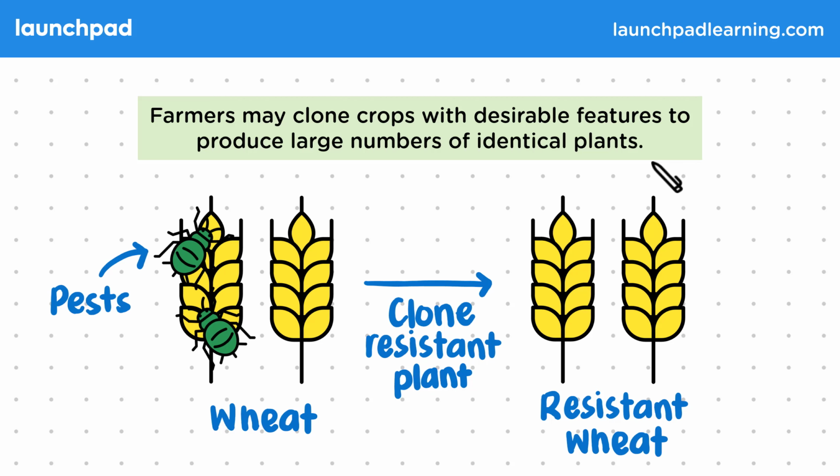The use of insect resistance in wheat is just an example, but you do need to be able to explain why plant cloning is useful and could use another suitable example of a desirable feature. So how do we clone plants?